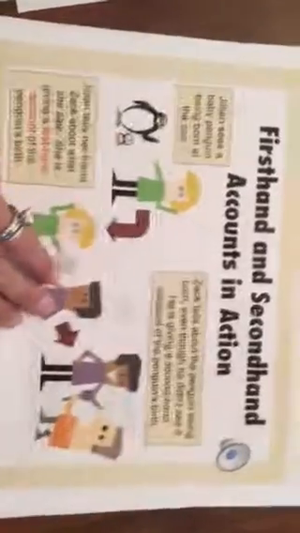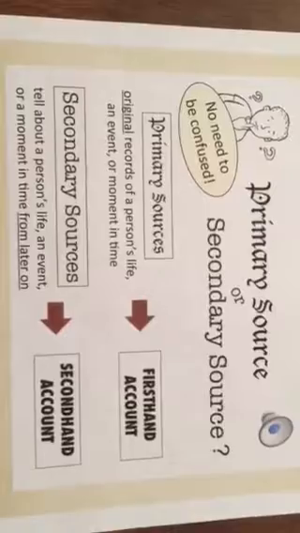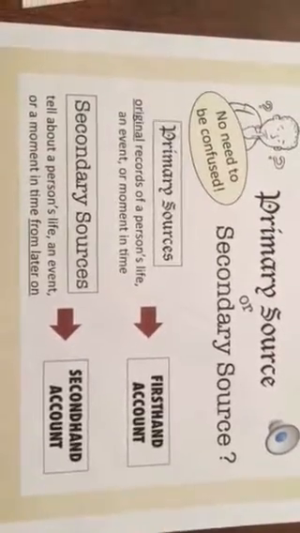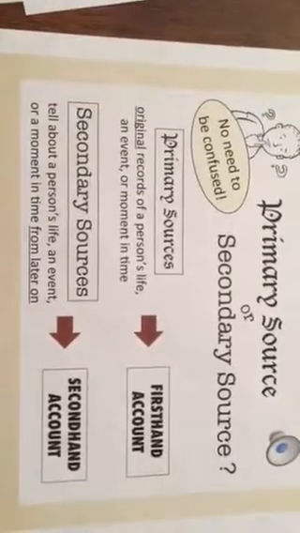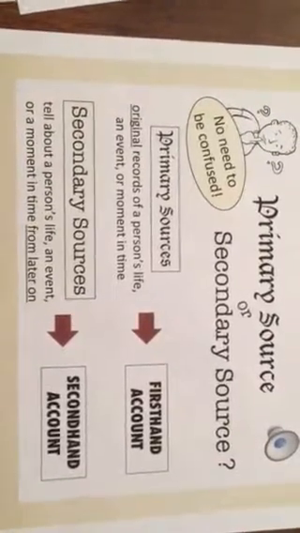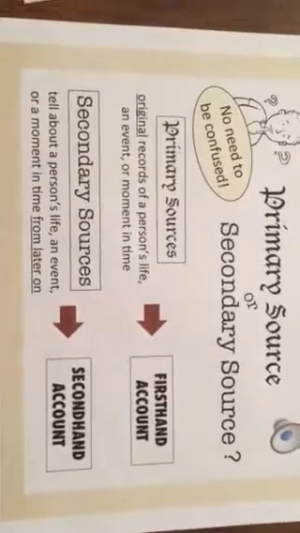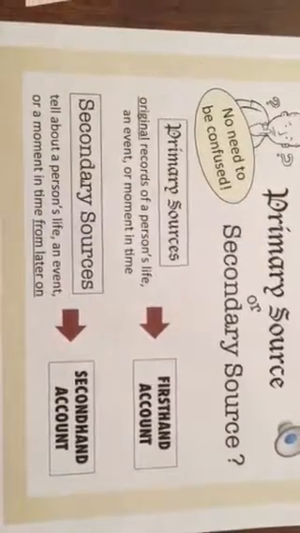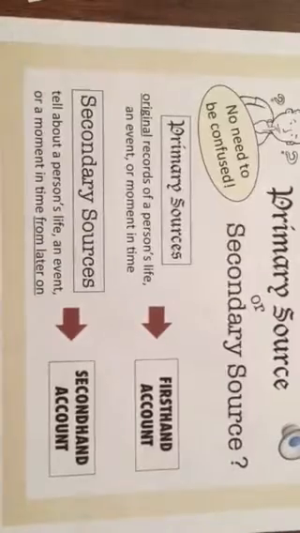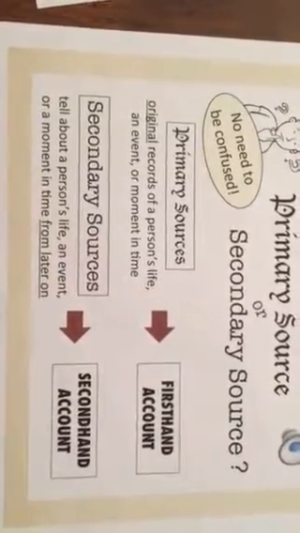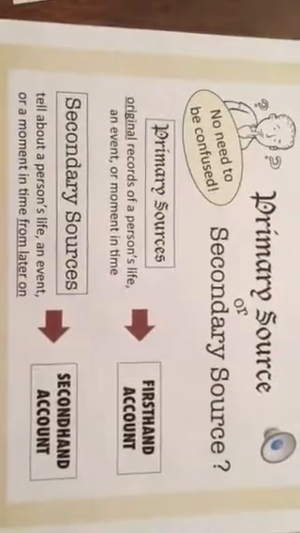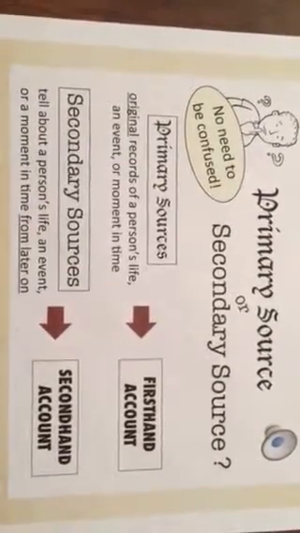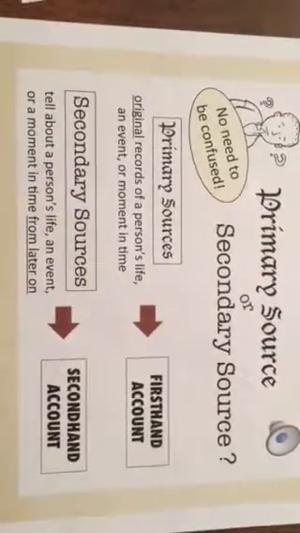And lastly, I hope you're not confused, and I hope you have a better understanding of primary sources and secondary sources. If it's a primary source, it's an original record of a person's life or event, so it's a first-hand account, okay? That first person point of view. Then you have secondary sources. This tells about a person's life or an event from a time much later on. This is a second-hand account. Good way to remember that, secondary, second-hand. So I hope you are much more clear on primary sources versus secondary sources.